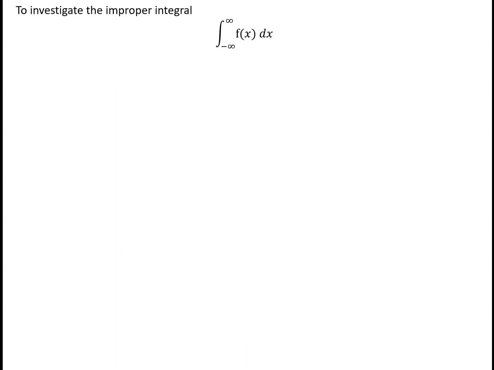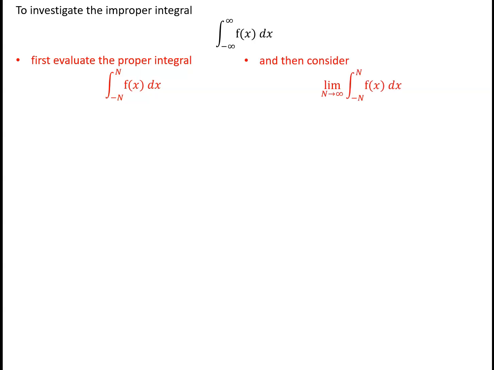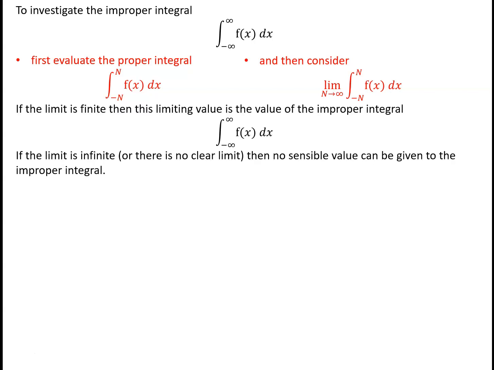If we want to investigate the improper integral between minus infinity and infinity of f of x, then we first of all evaluate the proper integral between minus n and n of f of x, and then consider what happens as n tends to infinity. If the limit is finite, then this limiting value is the value of the improper integral. If the limit is infinite, or there is no clear limit, then no sensible value can be given to the improper integral.